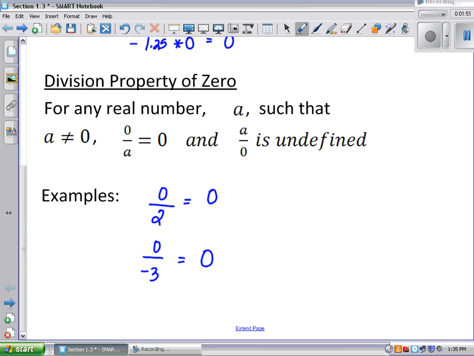However, when we have a non-zero number like 5 divided by 0, we say that this is undefined. Negative 1/2 divided by 0 is undefined. If 0 is in the denominator, the expression is undefined.